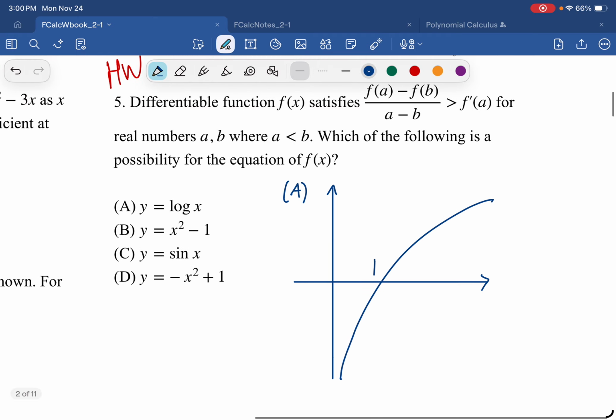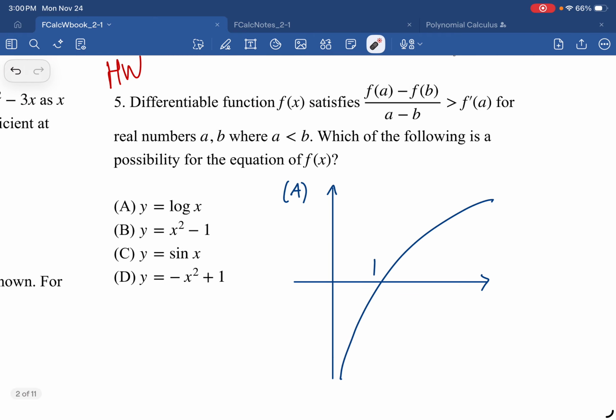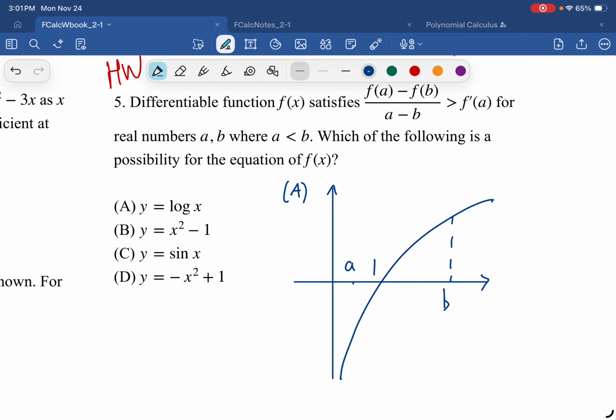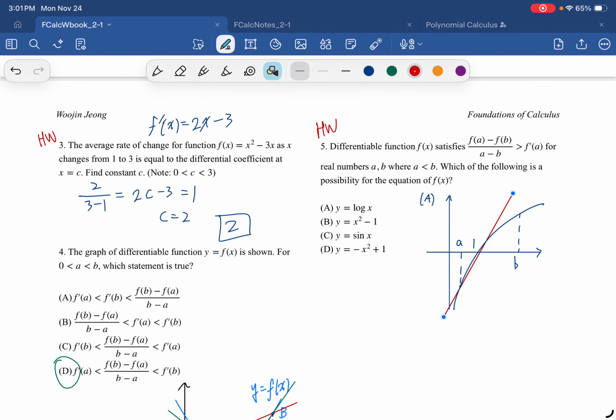Now, we have to make sure that for any real numbers a and b where a is less than b, so maybe a is here and b is here, the slope of the secant line between a and b has to be always greater than the slope of the tangent line. And as you can see with just the example that I've drawn here, that does not hold true, right? So if we set a here and b here, we can see that the slope of the tangent line is about like that, roughly.